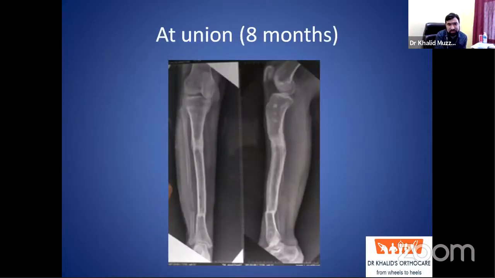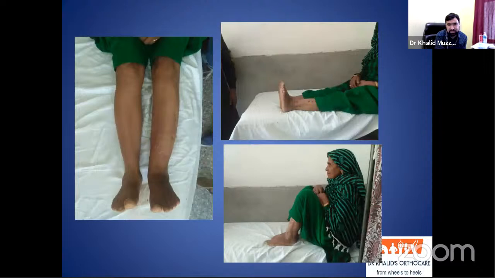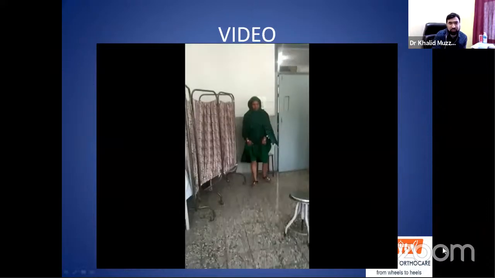This is union at 8 months. This is her knee flexion and limb length. And this is the walking video.